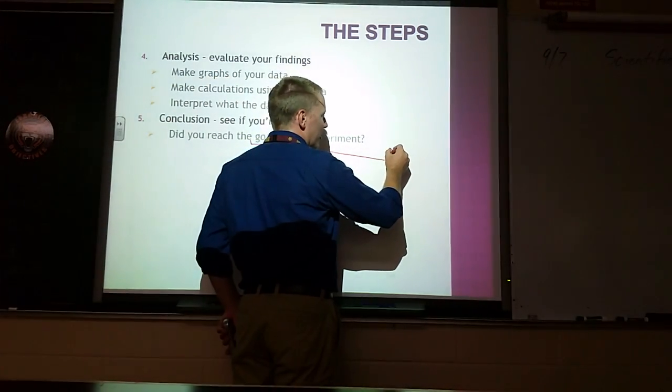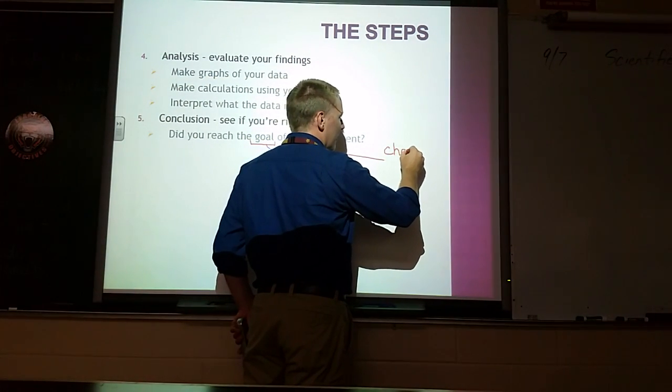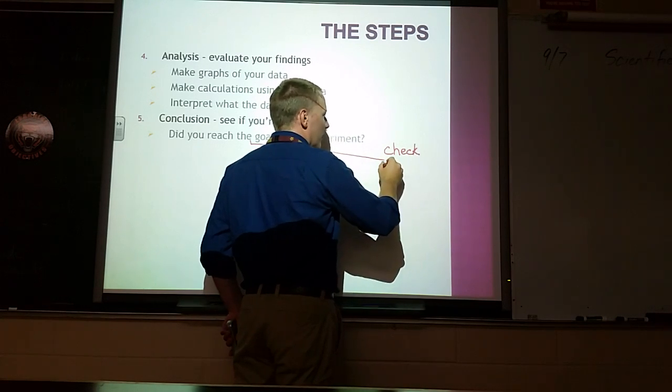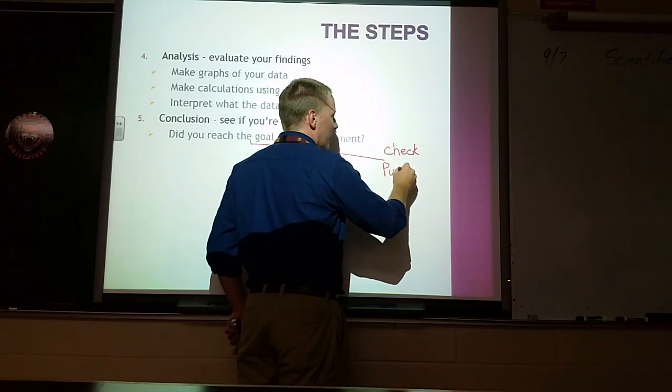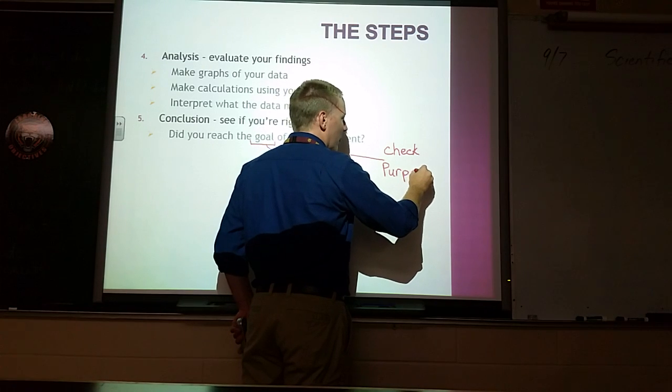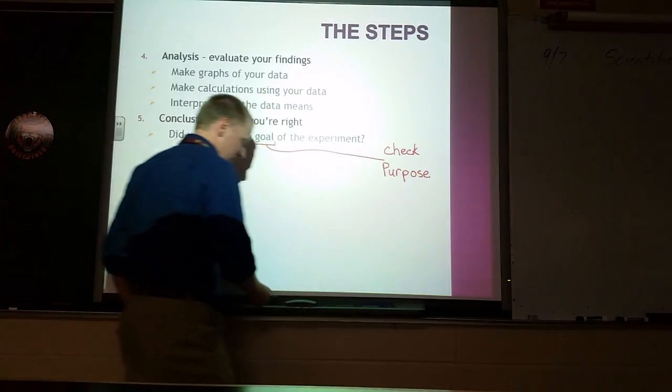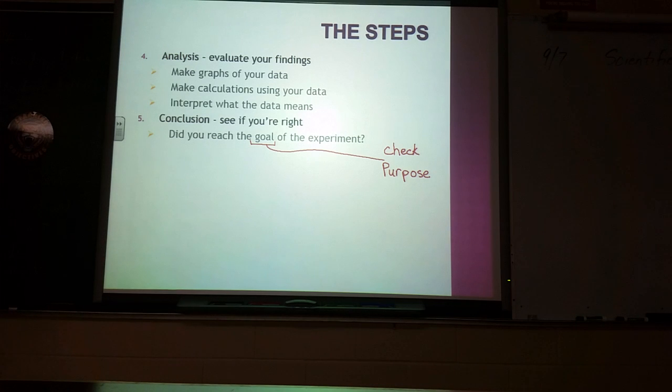So we want to actually check back with our purpose statement. That's where we stated our goal. And we say, did I meet the goal that I set out in the purpose statement. What did we learn and why is it important? This means how will it affect future experiments, especially when we're talking about our rockets? How are we going to apply this to make our rockets better?